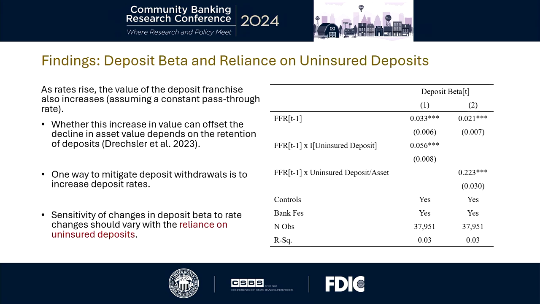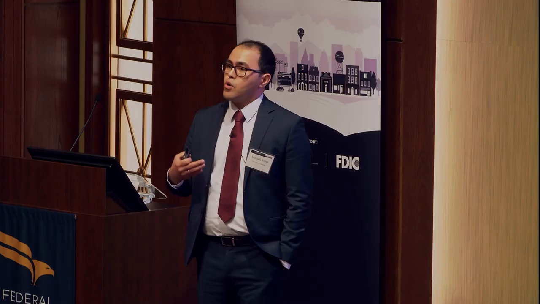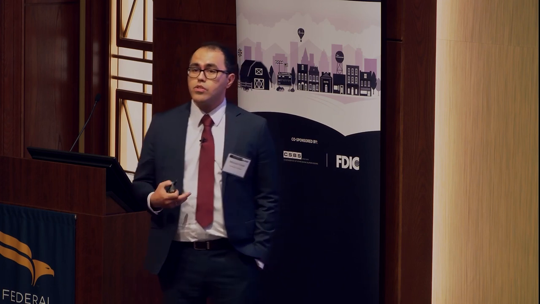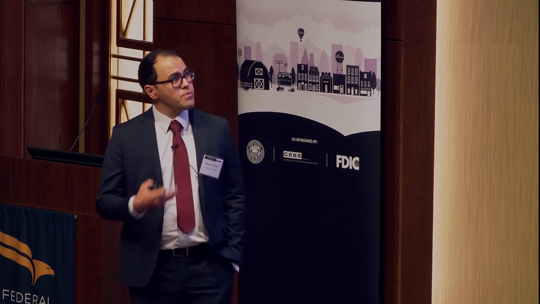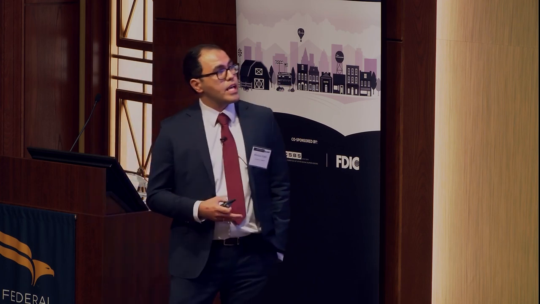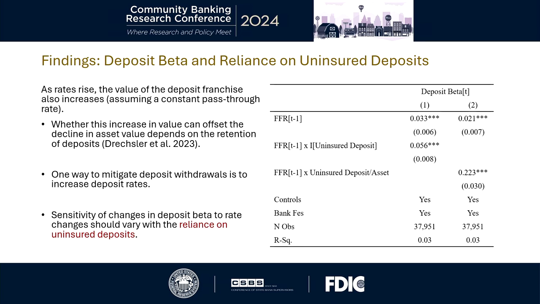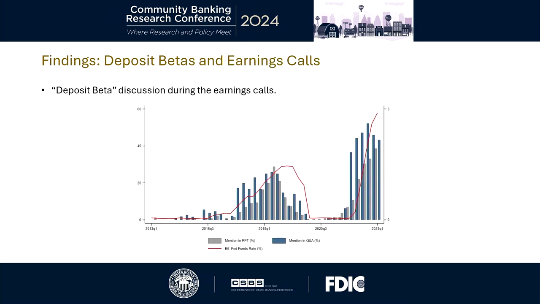We also look at whether banks that rely on uninsured deposits are more prompt to reflect the changes in the effective Fed funds rate to the deposit rates, and we find evidence that if banks rely on uninsured deposits heavily, they tend to have higher deposit betas. They try to keep their uninsured depositors, so they're going to reflect changes in effective Fed funds rate in their deposit rates.